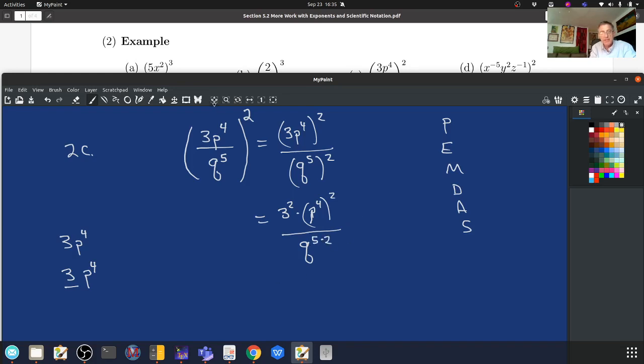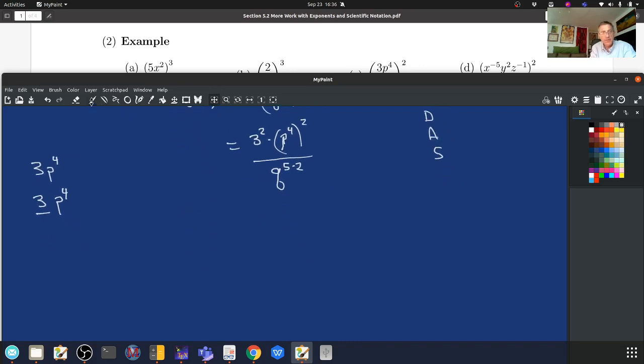So let's go ahead and simplify some more. That's equal to 3 squared is 3 times 3, that's 9. P to the 4th squared is p to the 4 times 2, which is p to the 8th. And then I have q to the 5 times 2, which is 10. So the final answer, let me write it, so I don't know if you can see the 8 there really good, is 9 times p to the 8th over q to the 10th.